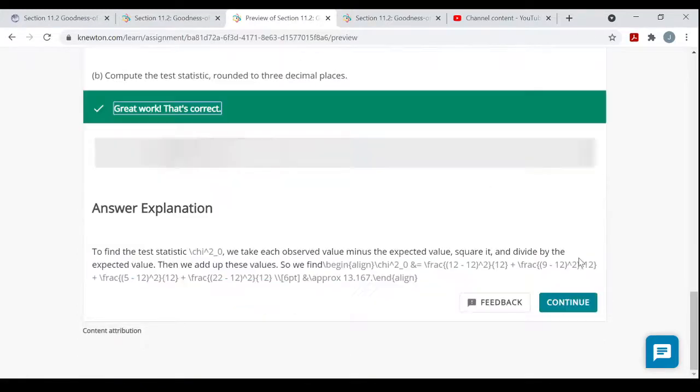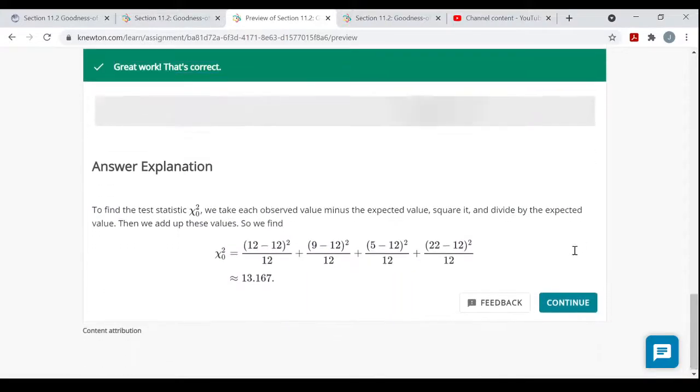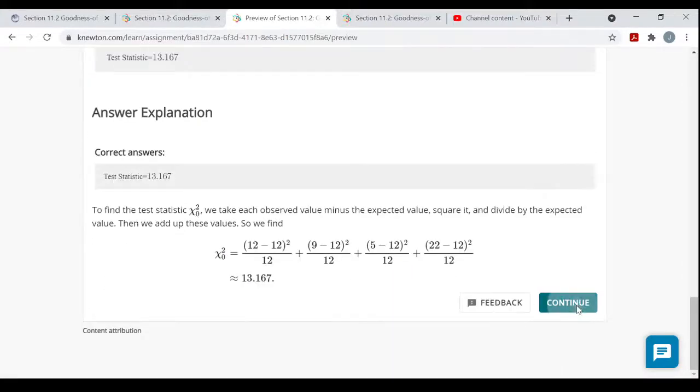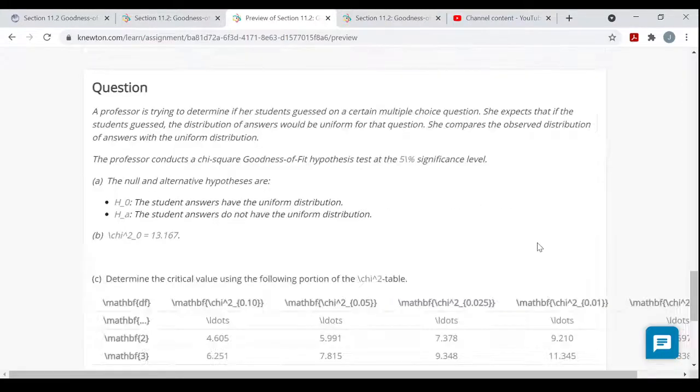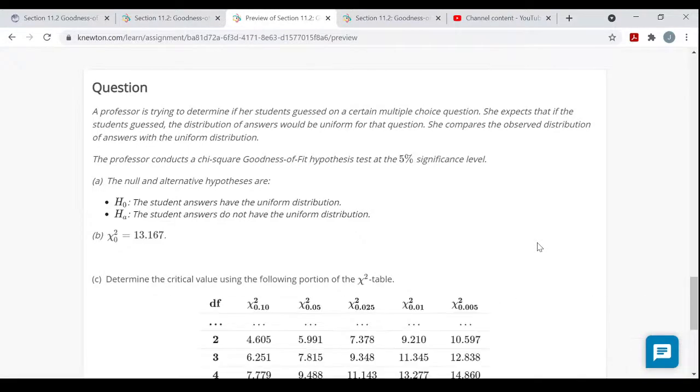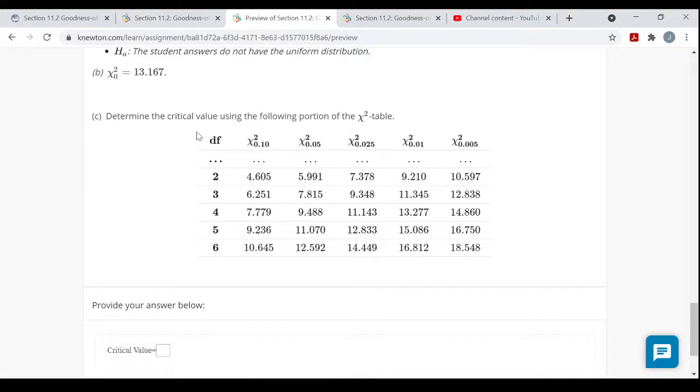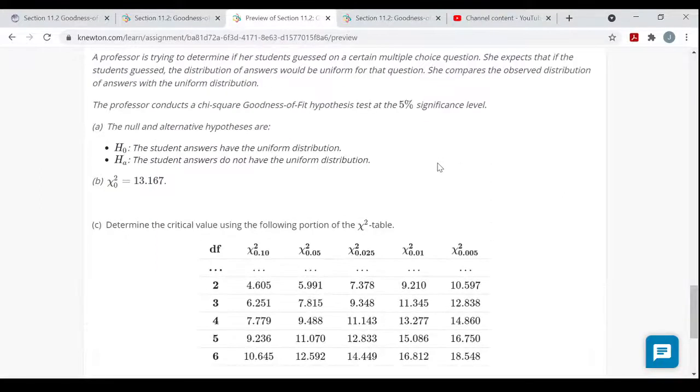All right. Great. Continuing on. Next, they ask us for a critical value. Determine the critical value, and this is a right-tailed test. All these chi-squared tests that we're going to run are right-tailed tests.